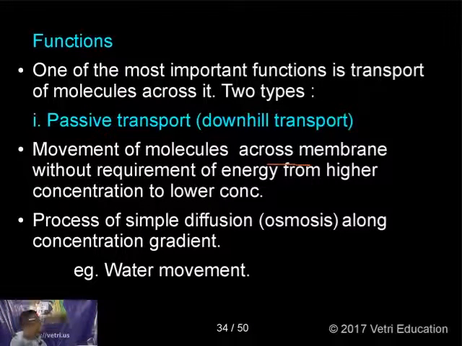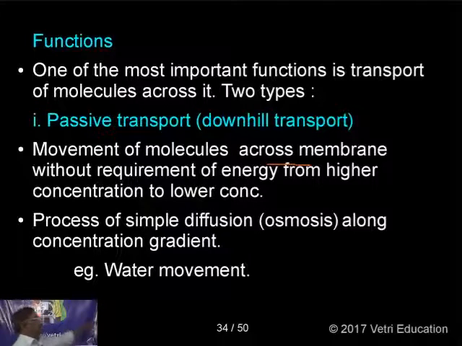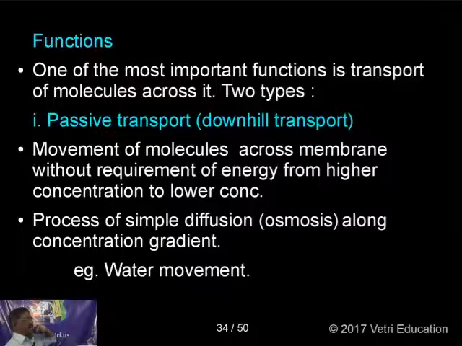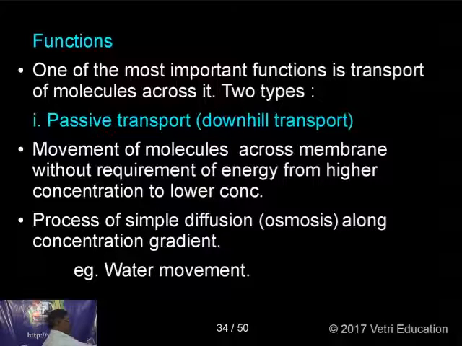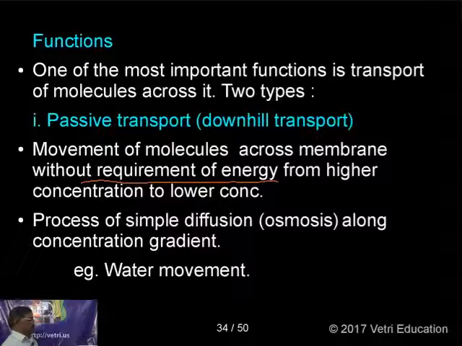One of the most important functions is the transport of molecules across it. Here you can find two types of transport. One is passive transport, that is called downhill transport, moving down without any difficulty and without consuming energy. It is the movement of molecules across the membrane without the requirement of any energy, from higher concentration to lower concentration. So the processes of simple diffusion and osmosis along a concentration gradient are examples of passive transport. An example is water movement by the passive transport method.